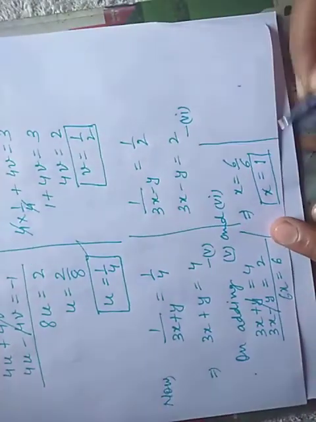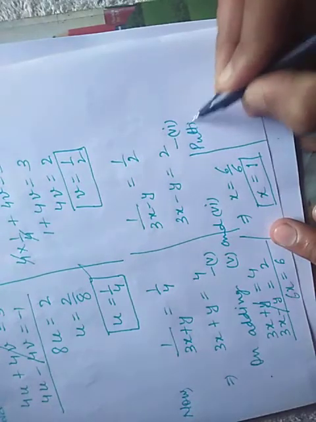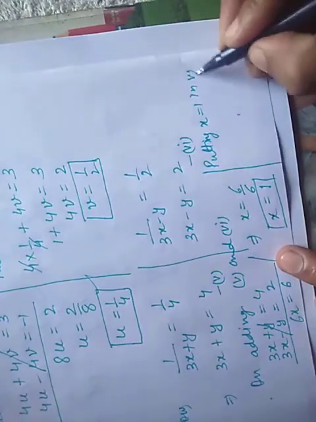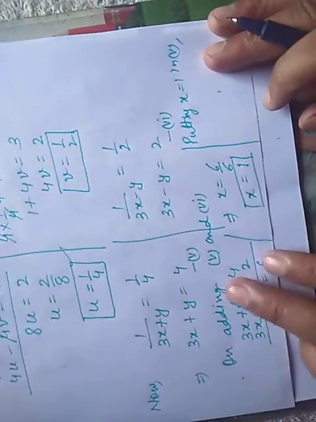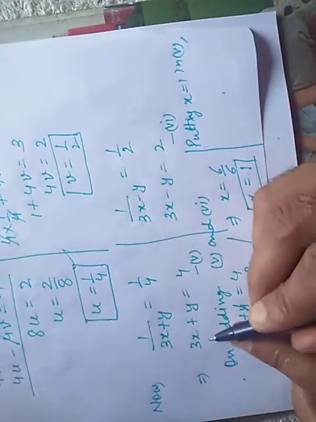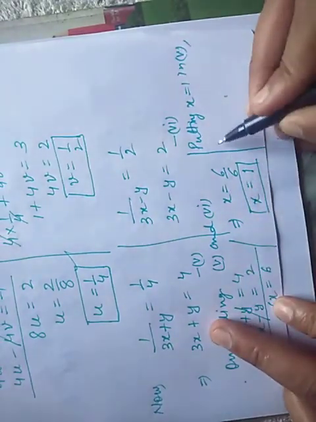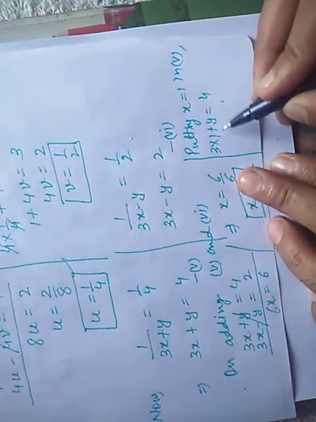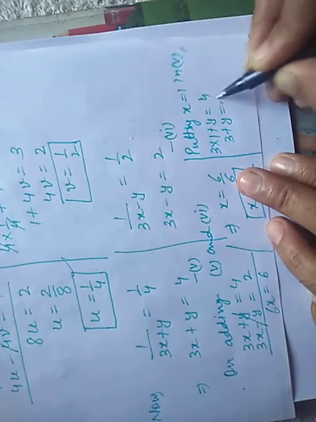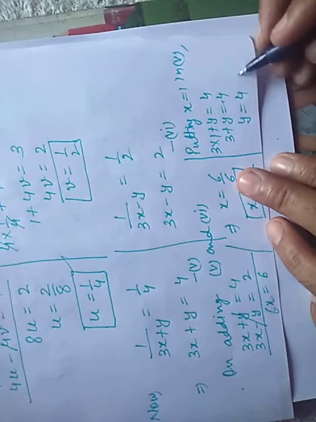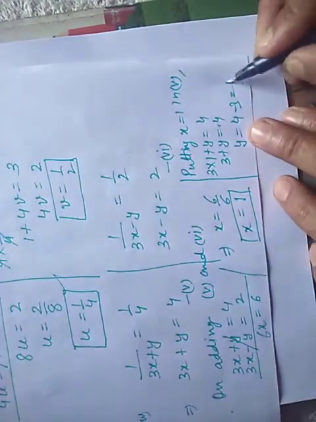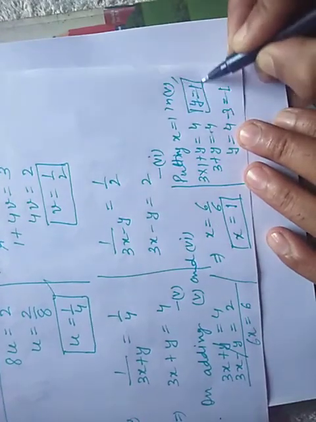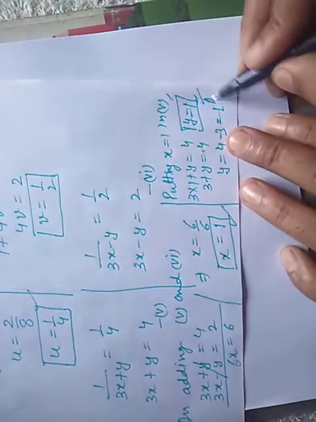On putting the value of x equal to 1 in 5th equation, we will put the value of x here in the 5th, and then we will get the value of y. So 3 into 1 plus y is equal to 4, 3 plus y is equal to 4, and finally the value of y is 4 minus 3, which is equal to 1. So hence the value of y is 1 and the value of x is 1 is our answer.